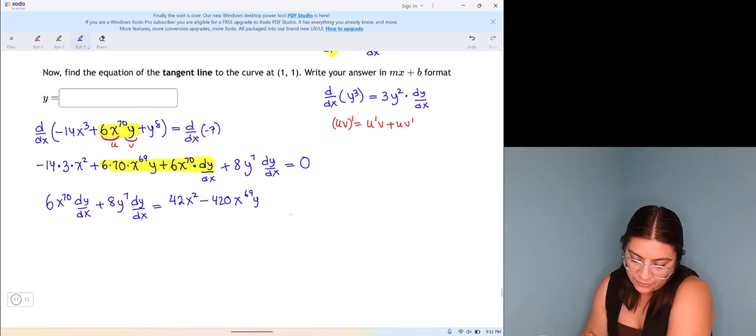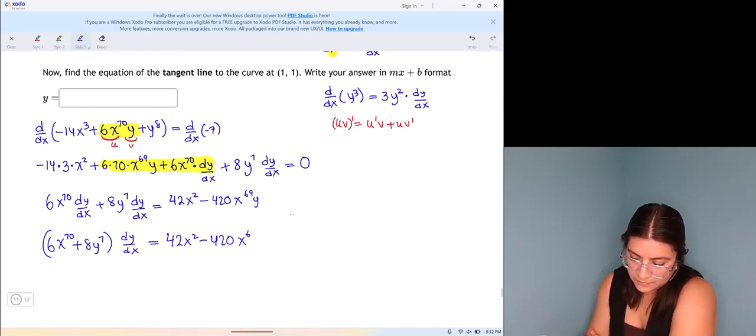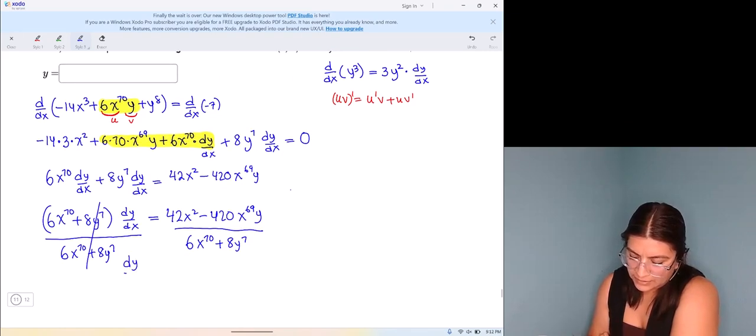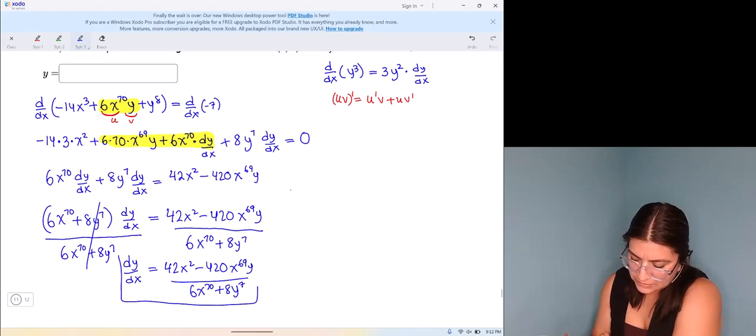On the left side, we are going to factor out the dy dx, so we get in parentheses 6x to the 70 plus 8y to the 7, times dy dx. The right stays the same. We need the dy dx by itself, so we divide both sides by 6x to the 70 plus 8y to the 7. Dy dx is equal to the right side. And so this is the derivative.